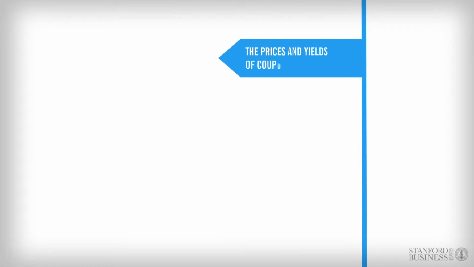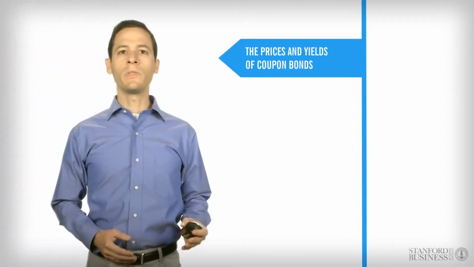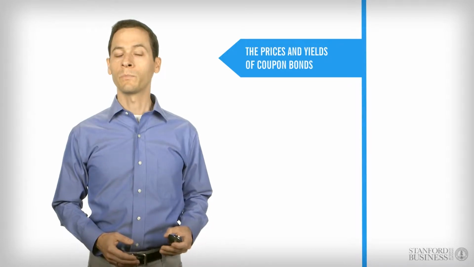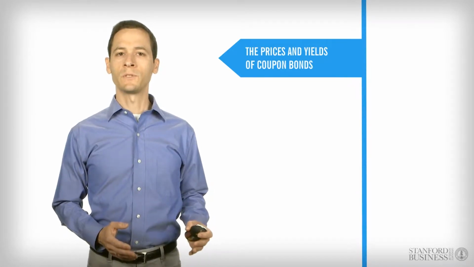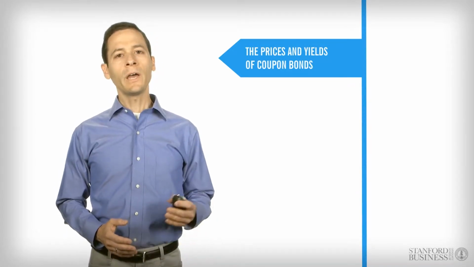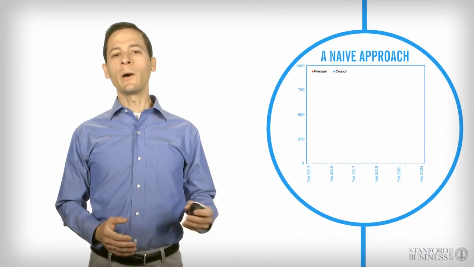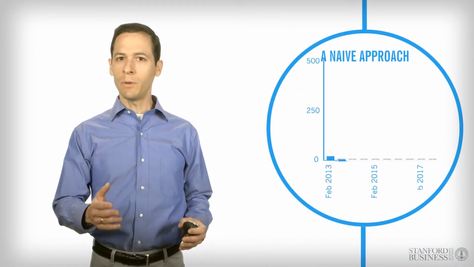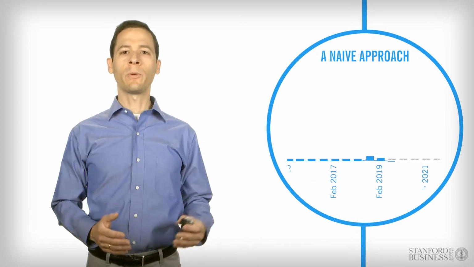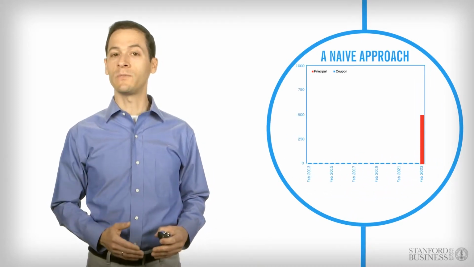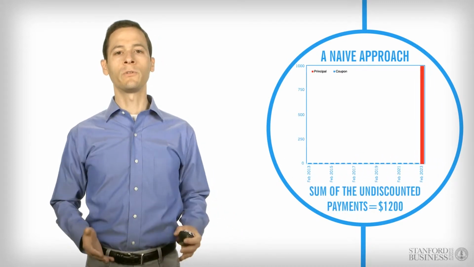Prices and yields of coupon bonds. How would you determine the amount you would pay for a coupon bond? Recall the pattern of cash flows that this bond promises. A very naive approach would be to just add up each of the cash flows, the 19 payments of $10 each, and the final payment of the last $10 coupon plus the face value, for a total of $1,200.